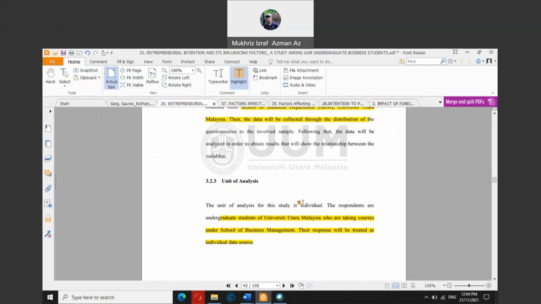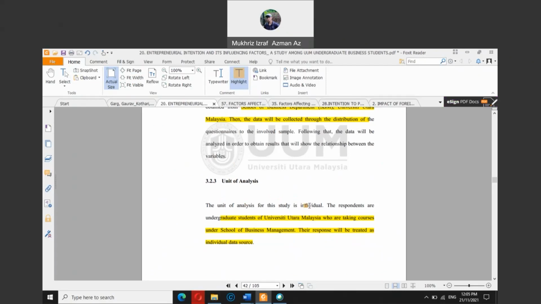It depends on the research, but I think most of the time the unit of analysis will be on an individual basis, meaning you are going to interview one person, one student at a time. Okay, because you must remember, sometimes we are focusing on households. Household means one family at a time. So the unit will be a household.